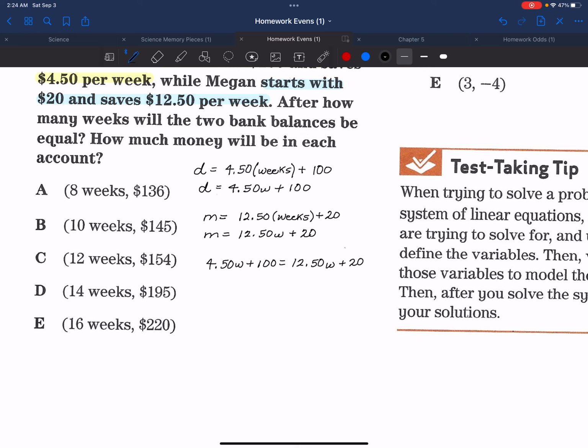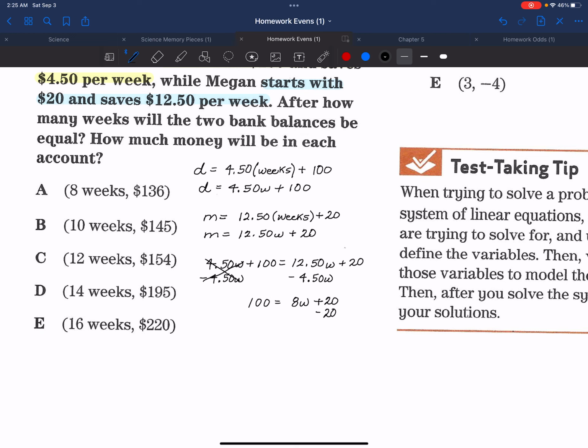So I'm just putting those two equations equal to each other. And then I will move the 450 over here to the 1250 and cancel here. So I'm left with 100 equals 8W plus 20.